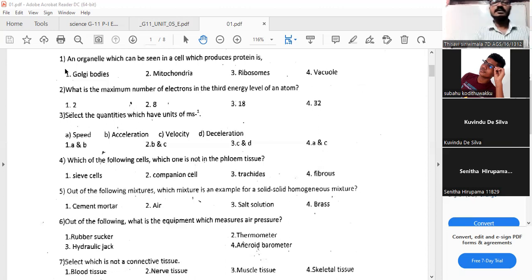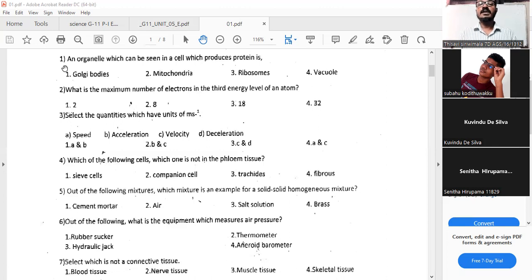Okay, write the answers. The first one, an organelle which can be seen in a cell which produces protein. So the protein synthesis is the process of ribosomes. First one, answer ribosome. Check whether your answers are correct.